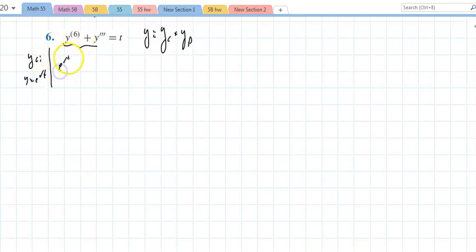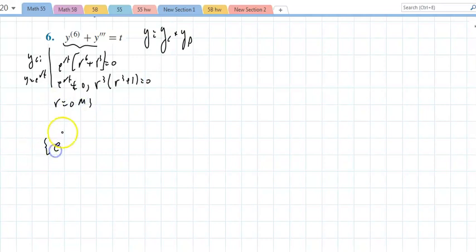That's going to yield e to the rt times r to the 6 plus 1 equal to 0. And this is where complex numbers are going to come in very... Oh, r cubed. I went ahead of myself. Forgive me. We're not there yet. So e to the rt cannot equal 0. It must be r cubed into r cubed plus 1 must equal 0. R equals 0 multiplicity of 3. What does that mean? E to the 0, which is 1, e to the 0 times t and t squared, and r plus 1 times r squared minus r plus 1 equal to 0.